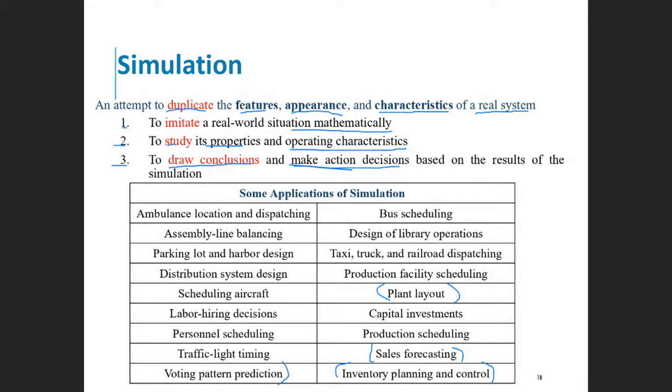Even the voting system, you can predict it using simulation based on historical data. Bus scheduling or delivery scheduling, you can use the simulation, the traffic light, the crowd on the highway, processing, production scheduling, the facility scheduling, all that can be done using simulation, as an example of application of simulation, and many others.